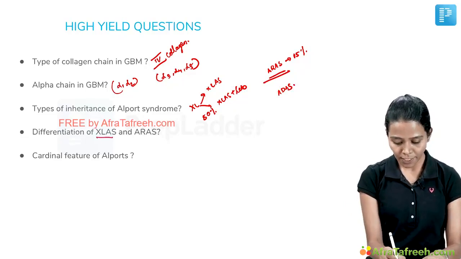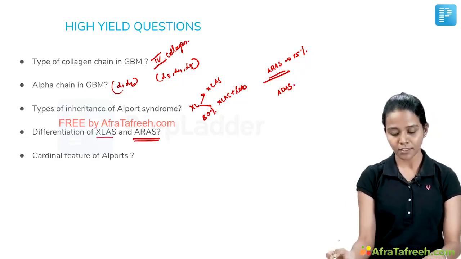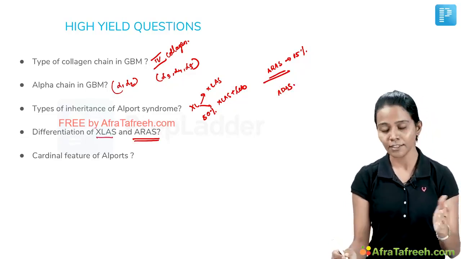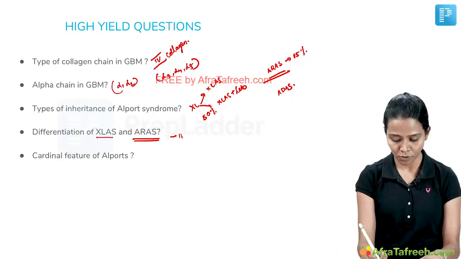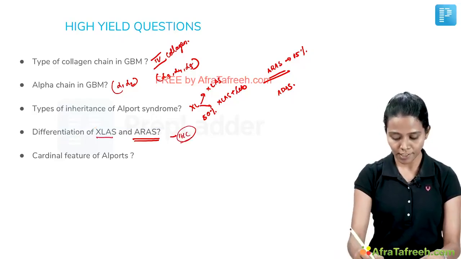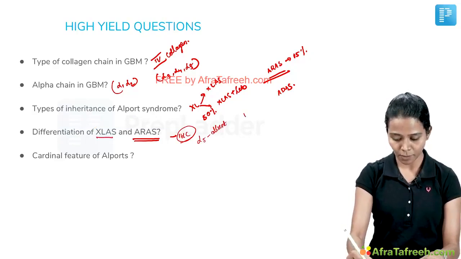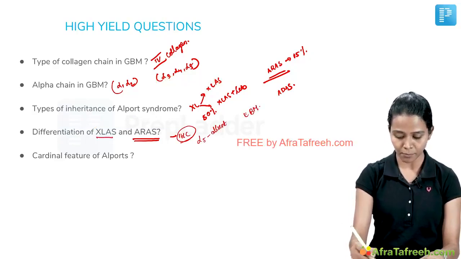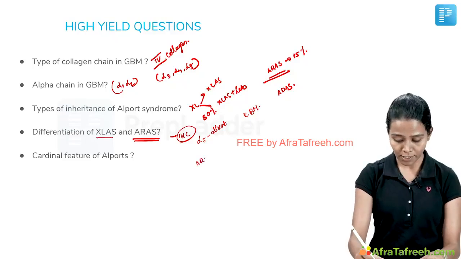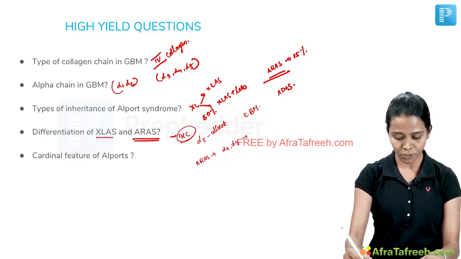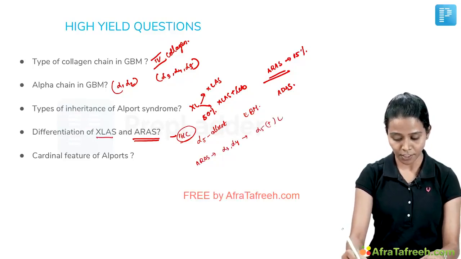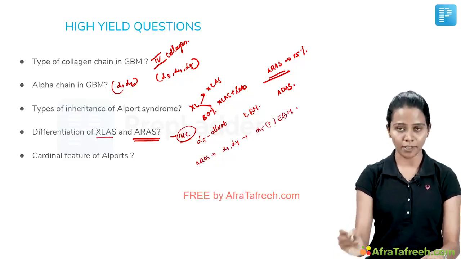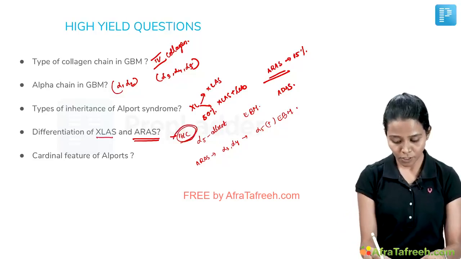So, to differentiate between X-linked and autosomal recessive, the test that is done is immunohistochemistry. So, in X-linked Alport syndrome, alpha 5 will be absent. So, in the epidermal basement membrane, alpha 5 will be absent. But in autosomal recessive Alport syndrome, only alpha 3 and alpha 4 are affected. So, alpha 5 is present in the epidermal basement membrane, right? So, immunohistochemistry should be your answer.